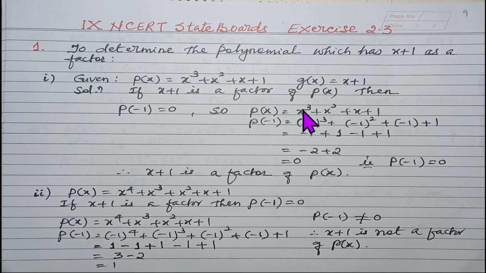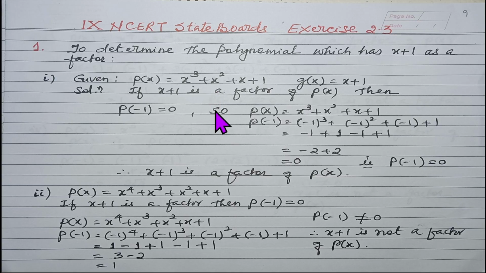Now let us find p of minus 1. p of x is equal to x cube plus x square plus x plus 1. P of minus 1 will be, putting x as minus 1, minus 1 cube plus minus 1 square plus minus 1 plus 1. Simplifying, we get 0. So we have found that p of minus 1 equals 0, and therefore x plus 1 is definitely a factor of the given polynomial p of x.